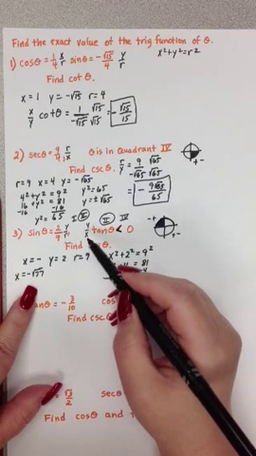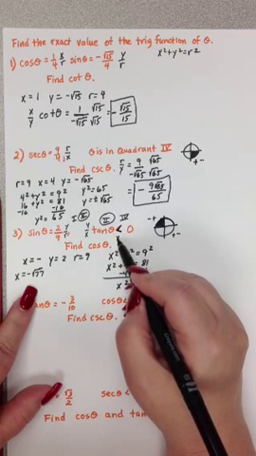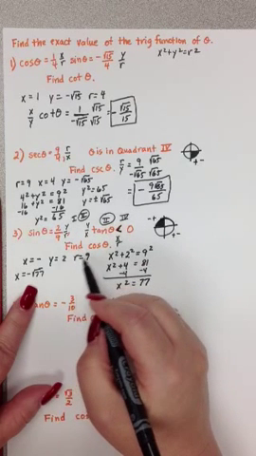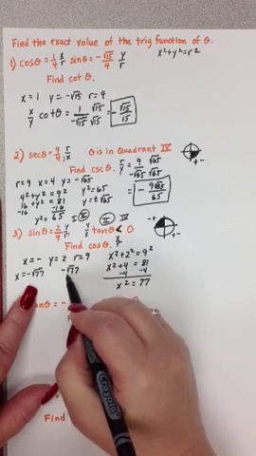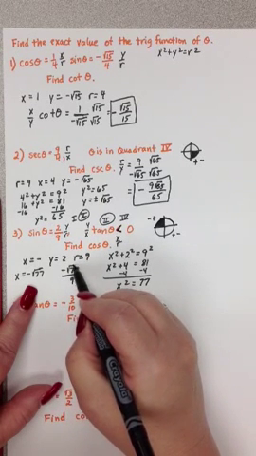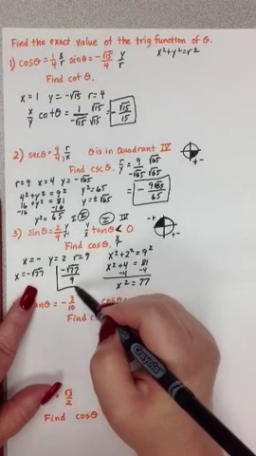Cosine is what they asked me to find, and cosine, remember, is x over r. So x over r would give me negative square root of 77 over r, which is 9, and that would be my answer.